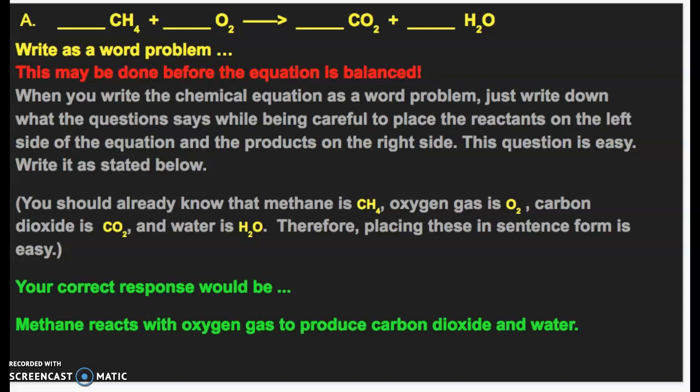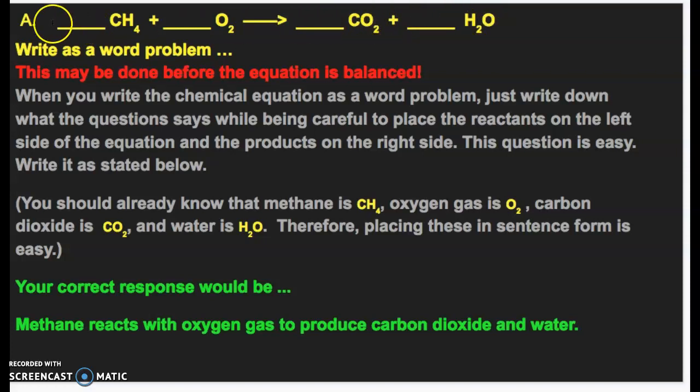The first one says write as a word problem. So in your PDF, go to A and go to how do you write it as a word problem. You should be able to do this pretty handily. First of all, you look at this here. That is CH4. We should know that's methane. And we see that as oxygen gas. This is a yield sign. This is carbon dioxide, and this is water.